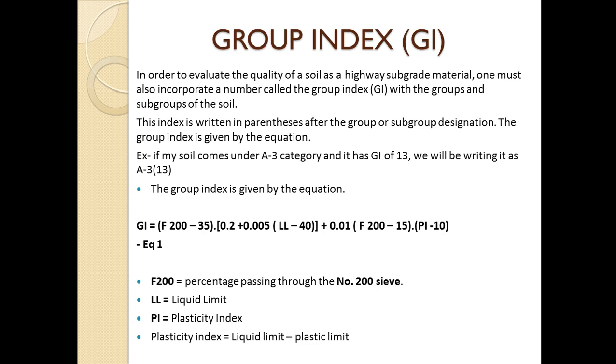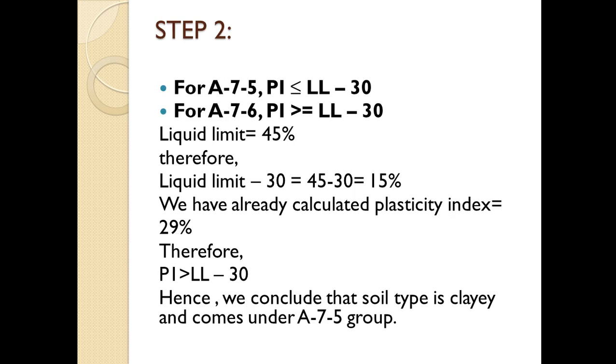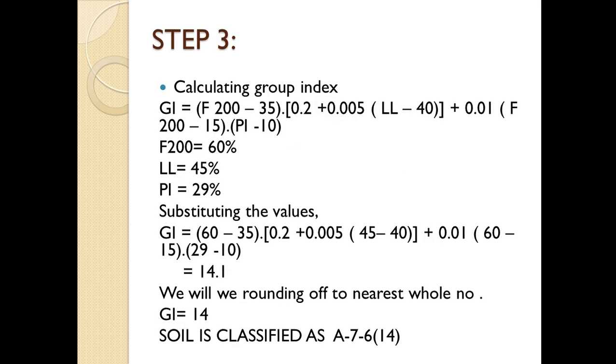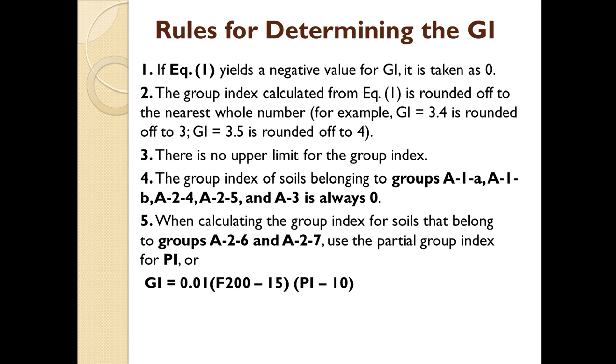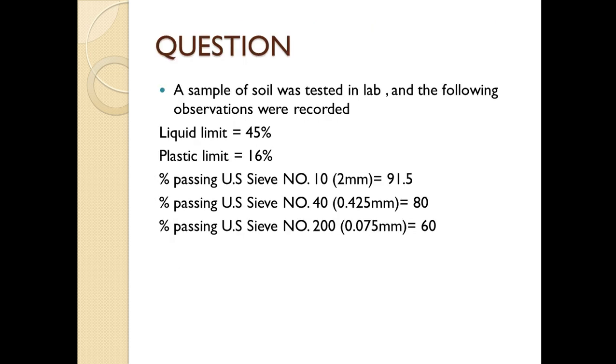Now, we should not forget about the group index, which we need to write in parentheses. So, moving further, we will calculate our group index, which is our step 3. We will be putting the value of percent of soil passing through sieve number 200, which is 60%, liquid limit 45%, and plasticity index 29%. After calculating this, we will get group index equal to 14.1%. But according to the rules that we have discussed here, according to rule 2, the group index calculated is rounded off to the nearest whole number.